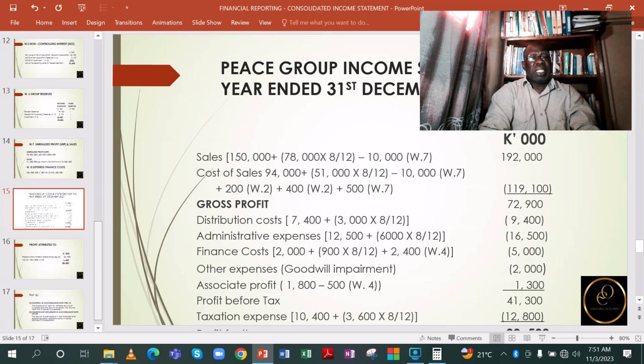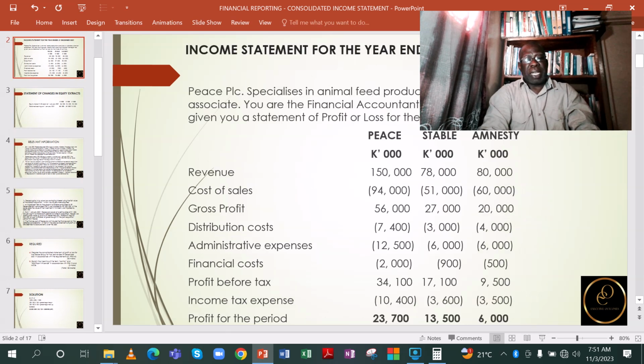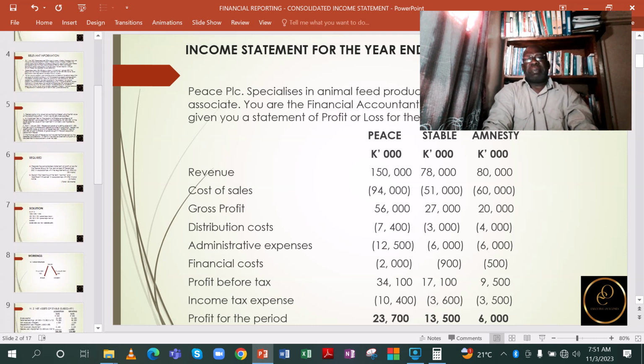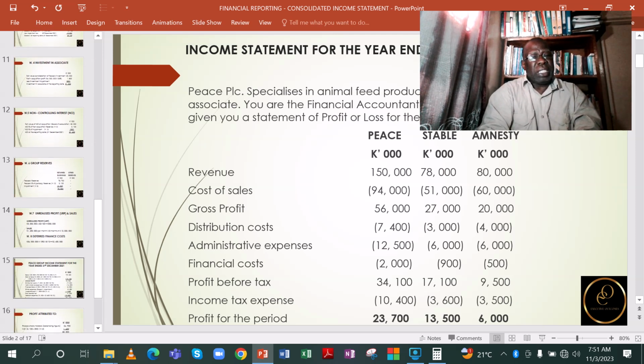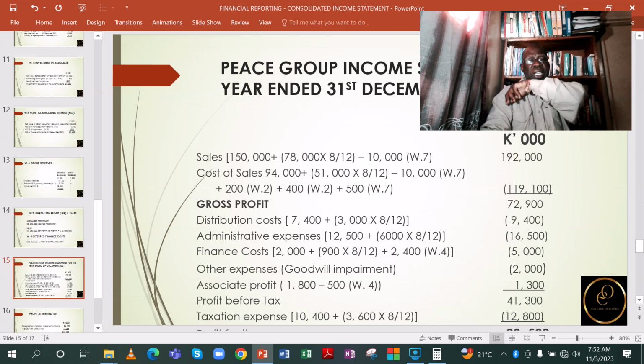This finance cost, we have 2 million from the parent. We get 8 out of 12 of the subsidiary. Okay, and also remember there was deferred cost, finance cost which was not added, so we bring it in this time. So we have 2 million from the parent, 900,000, get 8 out of 12, then plus the deferred finance cost, which is 2,400,000, which we calculate under working four, we get 5 million.